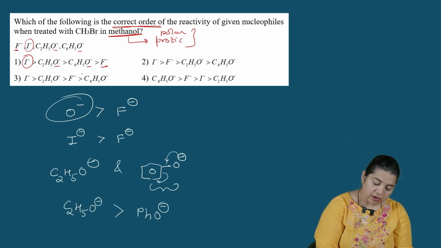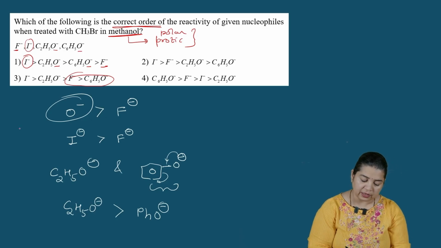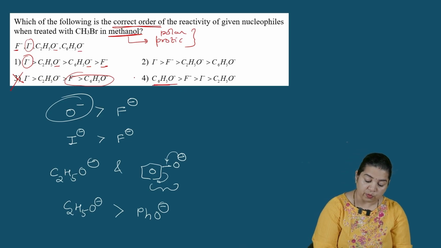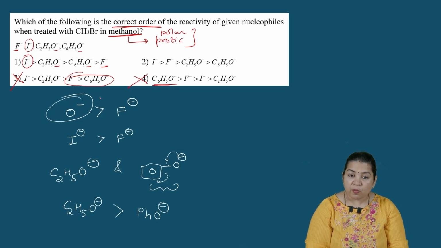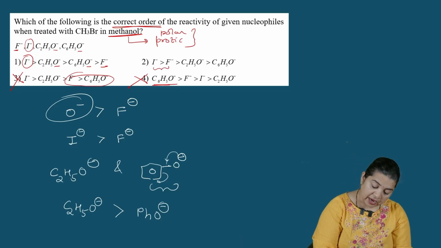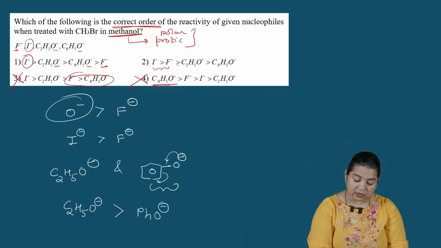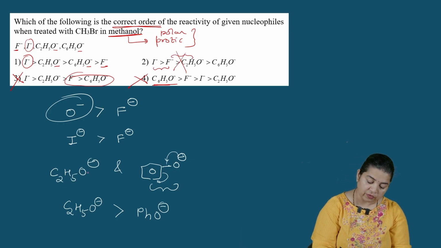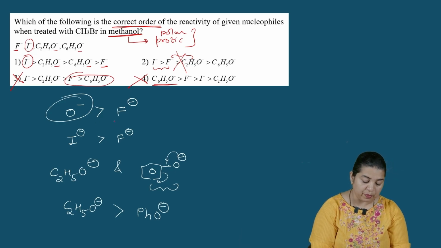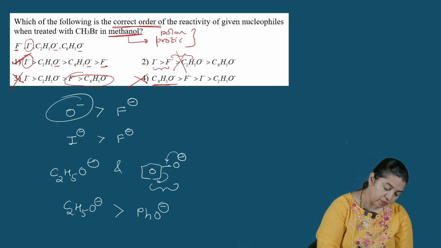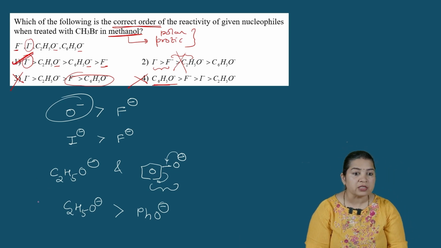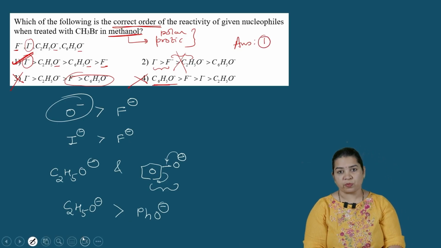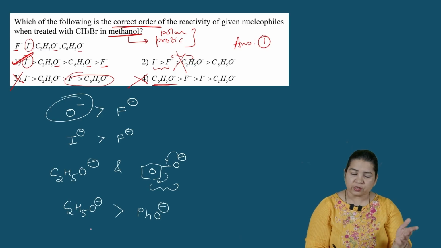Now see, here F minus is better than PhO minus, cancel. PhO minus is best of them all, no, that is not possible. And here I minus is better than F minus, yes, we agree. But F minus is better than this is wrong. We just concluded O minus will be better than F minus. So by the basic knowledge of nucleophilicity, we can very well conclude the answer for this is first option, right? So let's move to the next question.